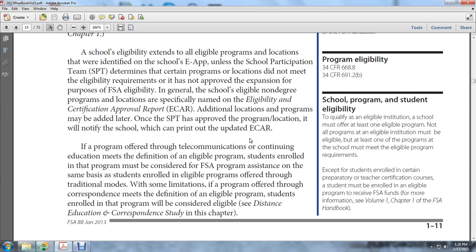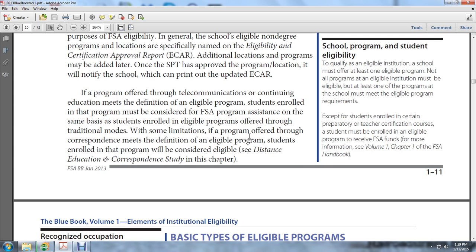If programs are offered through telecommunication, continuing education, or correspondence and meet the definition of an eligible program, students enrolled in the program can be considered eligible for the federal student aid programs, with some limitations. Students enrolled in eligible programs offered in traditional modes are also eligible. See distance education and correspondence in the chapter.